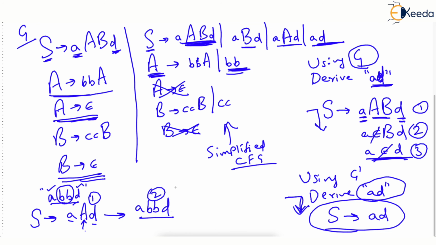And the first type of simplification that we have learned is how to remove epsilon productions. While removing epsilon productions, we deal with nullable non-terminals. So we will see more examples on this in the coming videos.